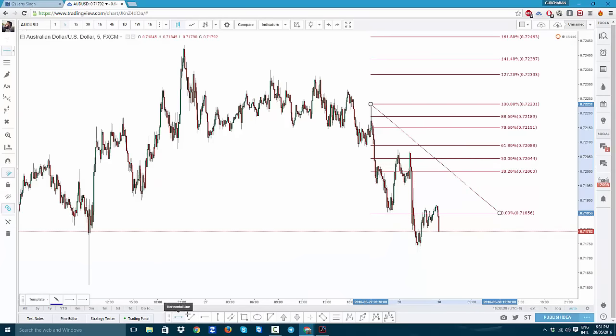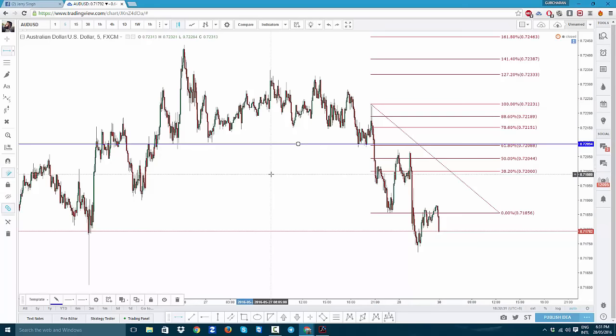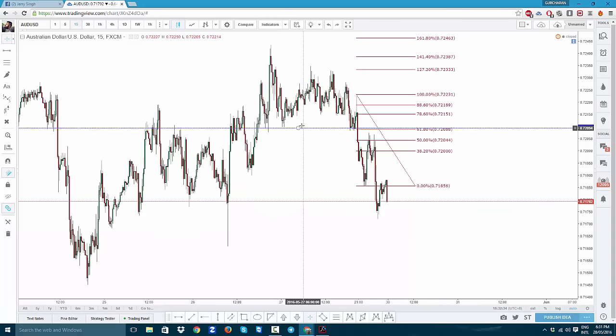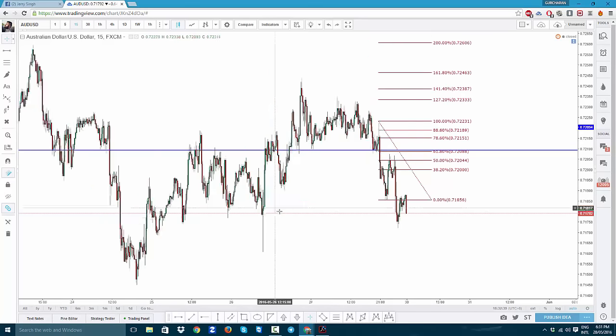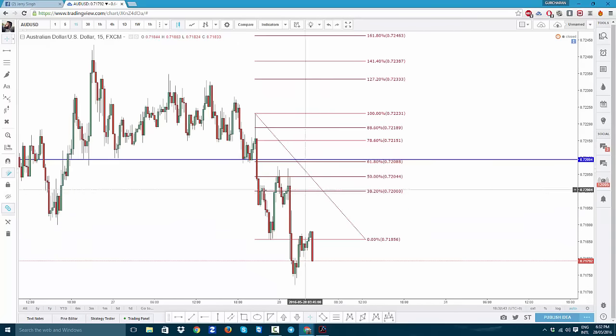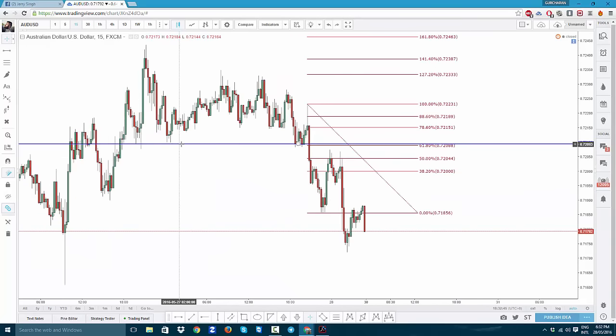So now where is my resistance? Where is my previous resistance? My previous resistance is over there where my blue line is. So what I can do is jump on my higher time frames and see if this is a valid resistance. Now over here I see that, okay, yes, this is a valid resistance, held over here, held over here. In fact, it's a bit of a zone.